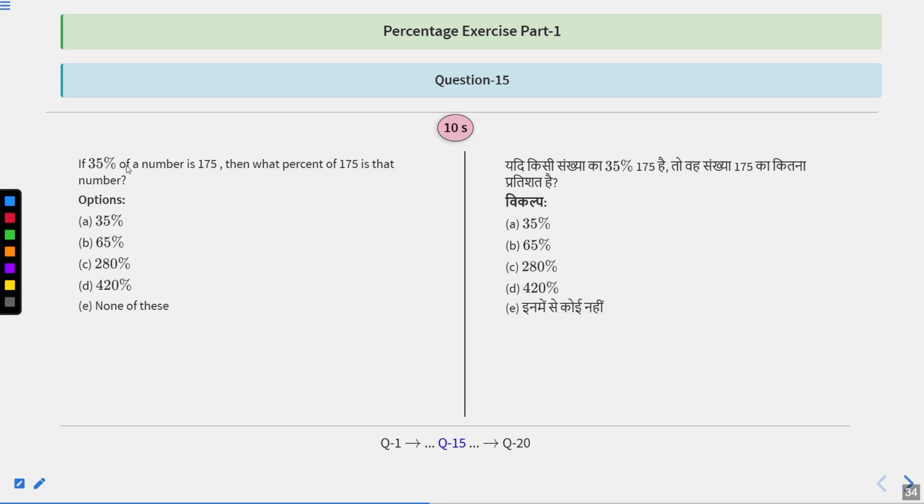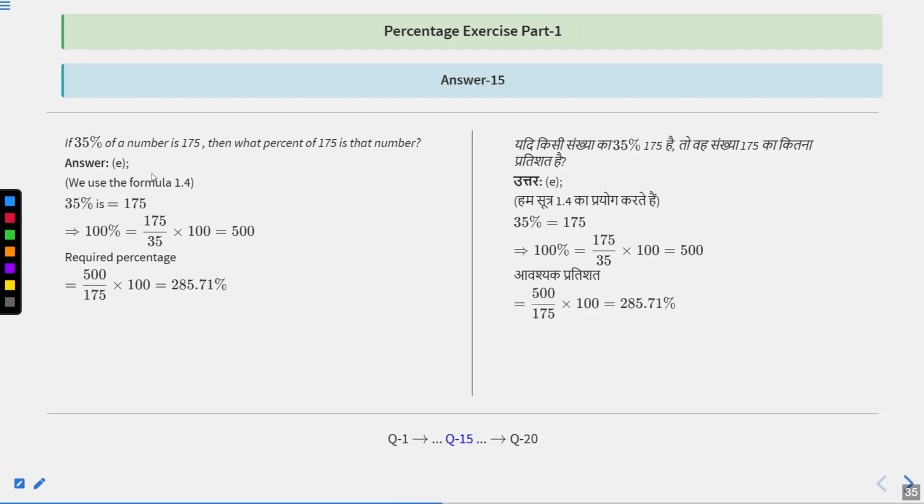If 35% of a number is 175, then what percent of 175 is that number? You have 5 options and 10 seconds. Try to solve this question. Your time starts now. Now time's up. Let's see the solution.